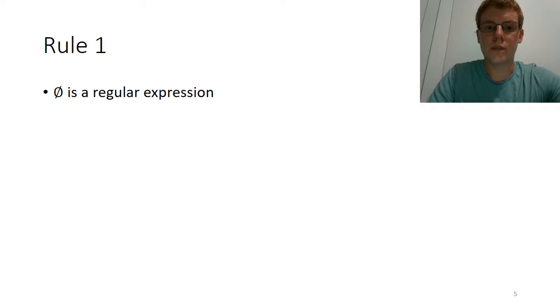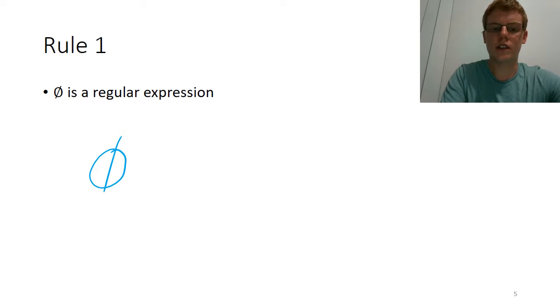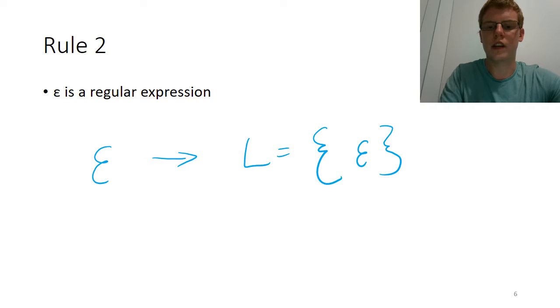The first rule is simple. The empty set is a regular expression. So the regular expression, when we write down the empty set, describes a language which is simply the empty set. Epsilon is a regular expression, and when we write it down as such, it represents the language which consists only of the empty string. And you can see how that is different to the previous language.